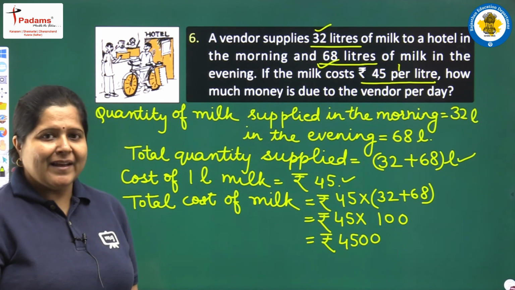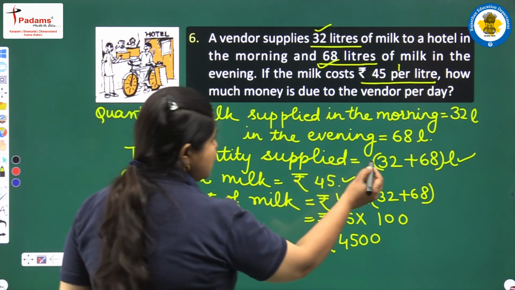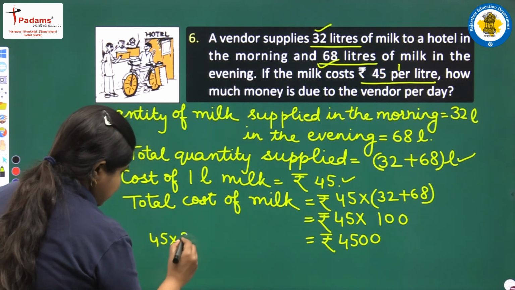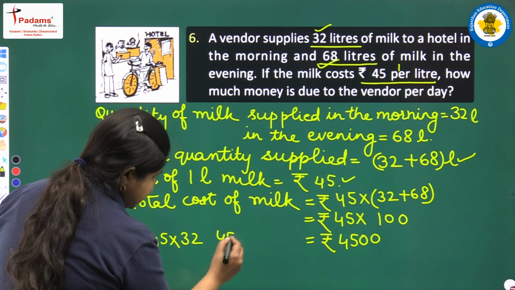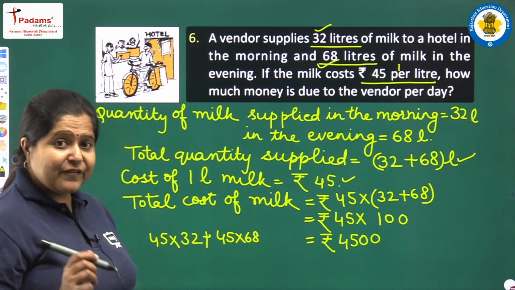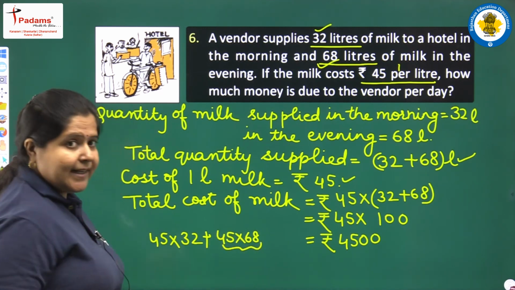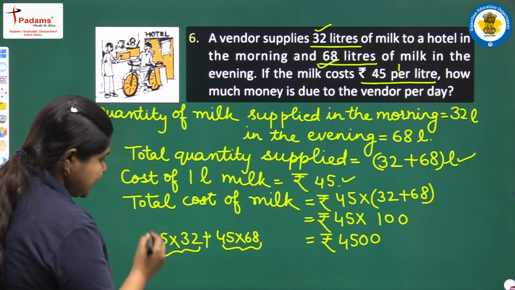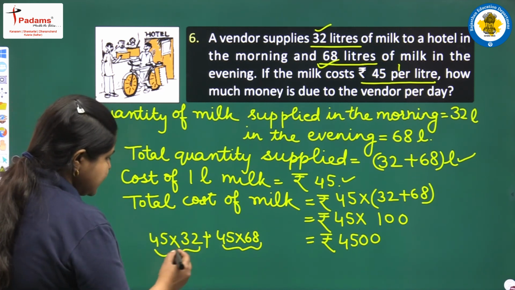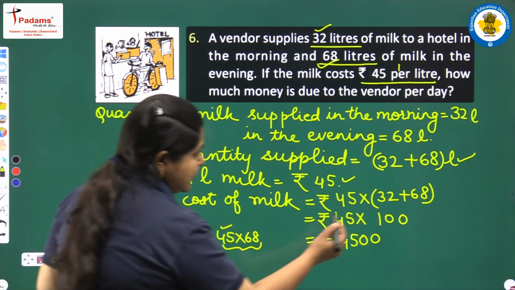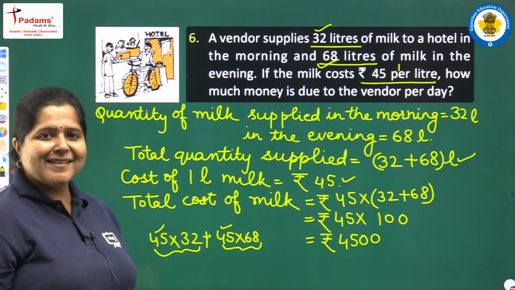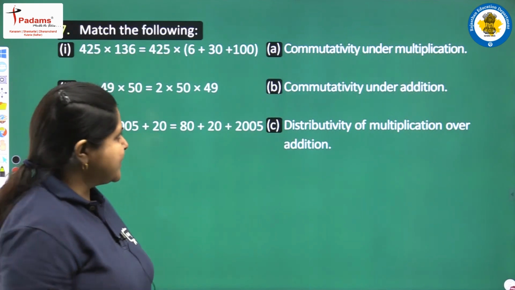Isn't it easy? Again we could have multiplied this 32 by 45 separately, and we could have multiplied 68 by 45 separately and then added. But then it would have been difficult. Multiplying 45 and 68 would have been time taking as well as difficult. And now once we have taken this 45 as common by applying the distributive property, we are getting the answer quickly. Then we have the last question.